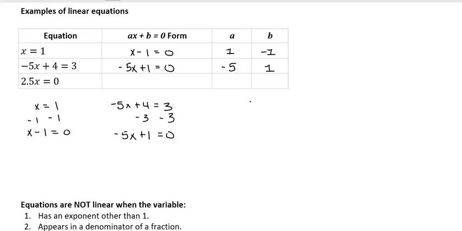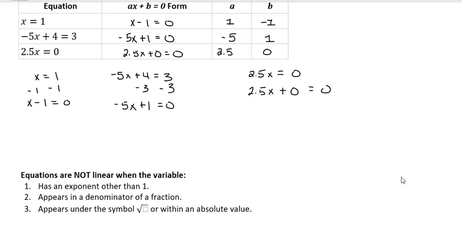So this next one is 2.5x equals 0. Well, it already says equals 0, and we already have a coefficient in front of x, but what's missing is b. So in order to put it in the form ax plus b equals 0, we have to write 2.5x plus 0 equals 0, so that we can see what everything is. So a is the coefficient in front of x, 2.5, and b is the constant term, so it's 0. Okay?